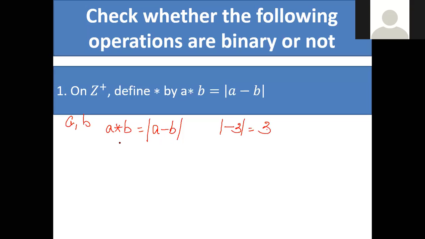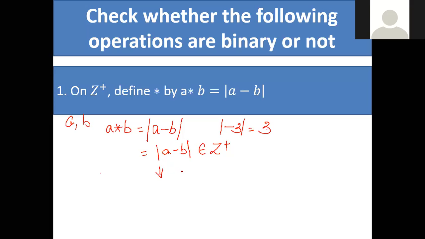So if you take any two positive integers, what answer do you get for modulus of A minus B? We have to check whether this belongs to positive integers. First you do A minus B and then take the modulus. Is it a positive integer or a negative integer? When we take modulus of A minus B, it will be positive. Whether the values are unique or different, you'll get the same kind of answer. It is unique also.